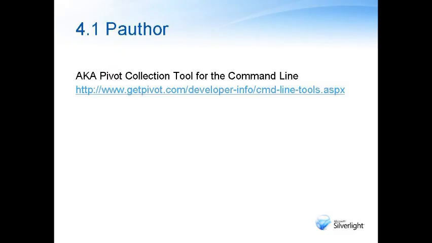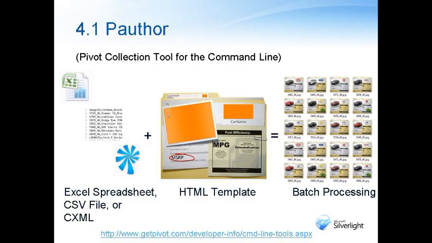But before I go into Photoshop, I'll tell you about PAuthor, because I found it to be very, very useful. Andrew talked about it this morning. This is the one where you use HTML templates to create your images. So you feed it an Excel spreadsheet or a comma-separated values file or CXML itself. You combine that with an HTML template, and you have batch processing. I've played with it with JavaScript, and I've been able to toggle the visibility of certain elements on the card, change the fill, change the CSS style. It's super powerful, and it's really quick.